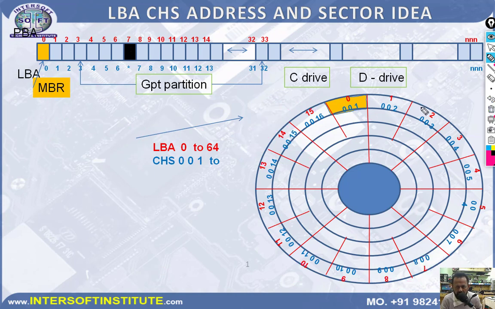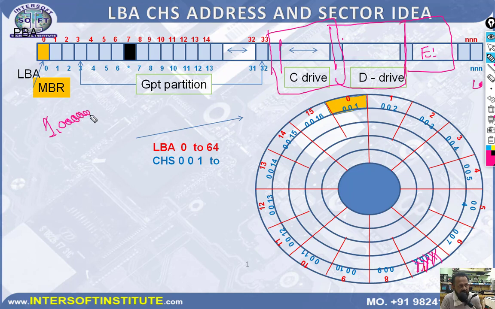Here I have given an address: 0, 1, 2, 3, 4, 5, 6, 7. I have bad sectors, so it has given an error, then 8, 9, 10, 11, 12, 13, 14 like that. From here to here it has been given to the C drive. From here to here it has been given to the D drive. From here to here it has been given to the E drive like that. And this is your last.